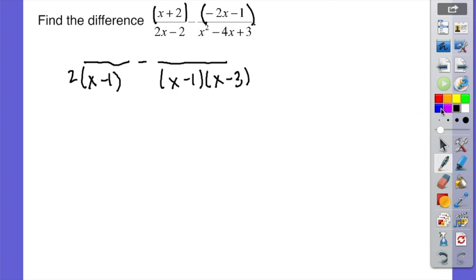Okay, so I'm going to do this in blue. What is this missing that this side has? x minus 3. x minus 3. And again, I'll put it in parentheses. Okay, so what is this one missing? 2. Just a 2.